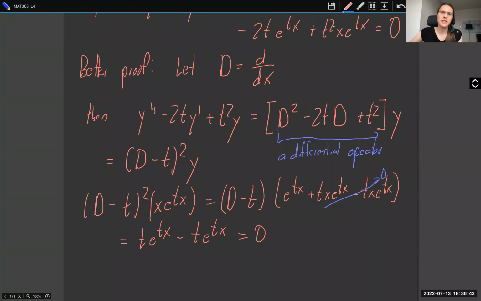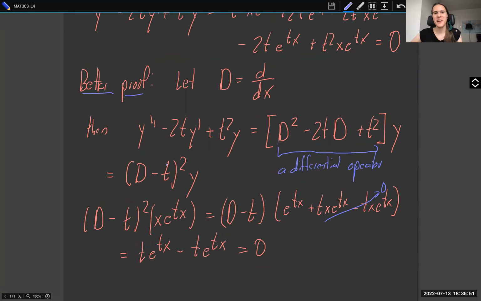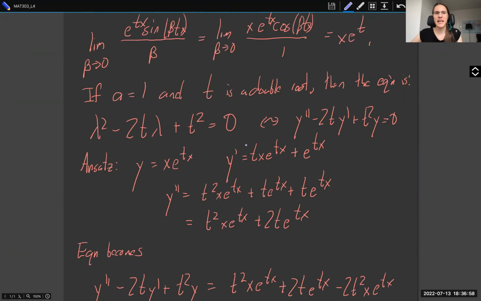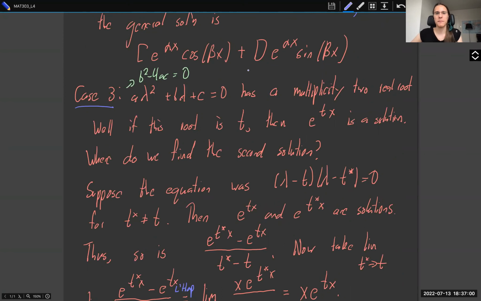And so, yeah, that was a cool calculation. And again, I justified at some very high level why this factorization is legal. But if you don't believe me, then we had this calculation here, which was a bit more tedious. But what's the lesson? We're talking about case 2, repeated real roots.